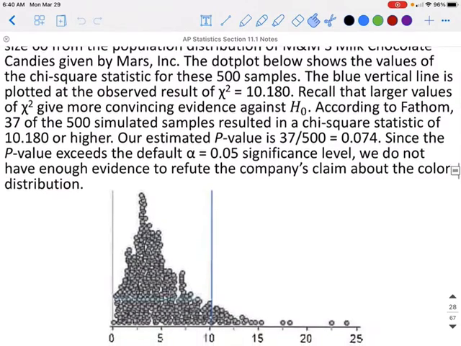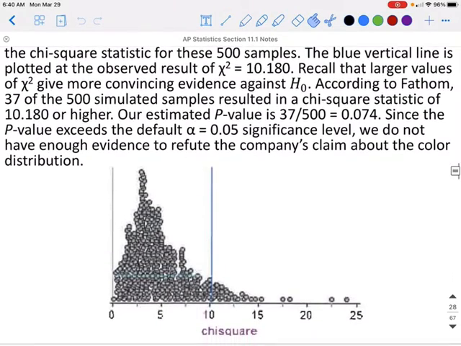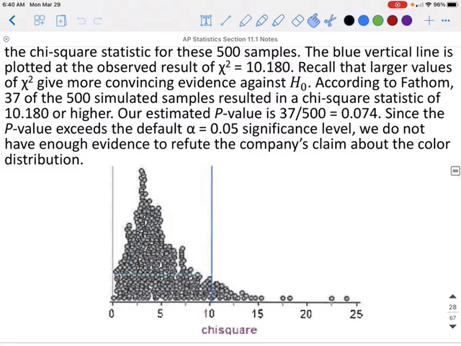The blue vertical line is plotted at the observed results of chi-square equals 10.180. Recall that larger values of the chi-square give more convincing evidence against the null hypothesis. According to Fathom, 37 of the 500 simulated samples result in a chi-square statistic of 10.180 or higher. Our estimated p-value is 37 out of 500, which is 0.074.